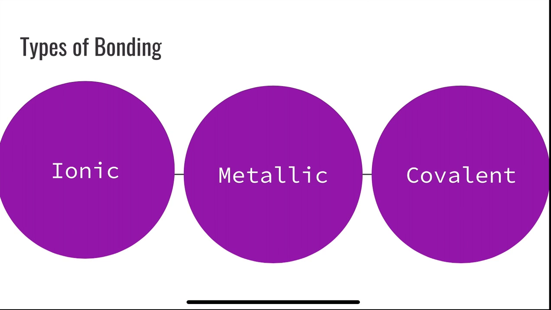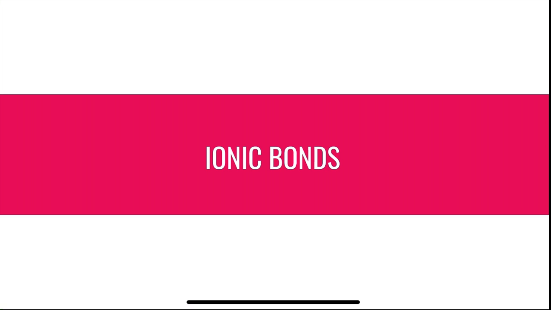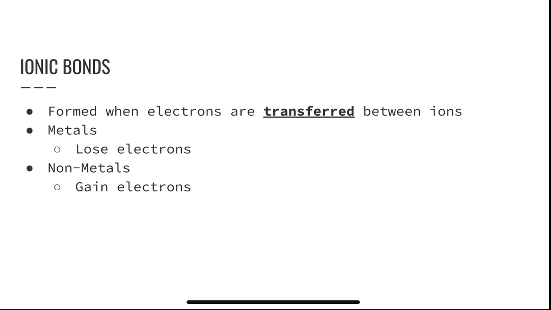So next, there are 3 different types of bonding. First is ionic, second metallic, and third covalent bonding. So first we're going to be going over ionic bonds. So what are ionic bonds?